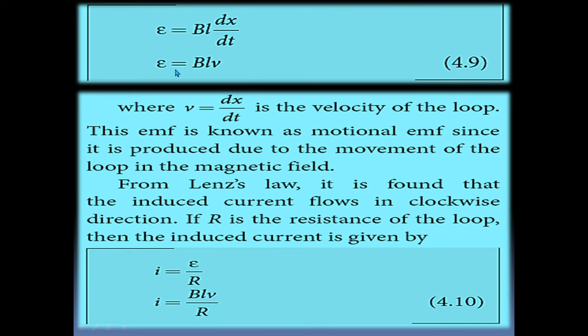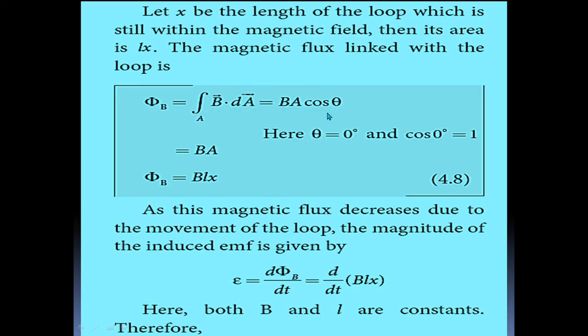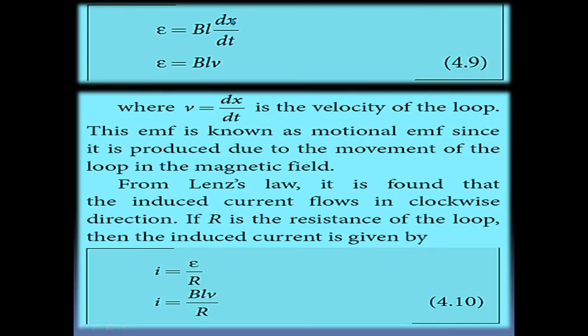Here dx by dt is nothing but velocity. Already we know the formula for the velocity: v is equal to dx by dt, that means the rate of change of displacement. Here the rectangular loop moves towards the right hand side, so the displacement changes. That is why the rate of change of displacement, dx by dt, can be written as v. So epsilon is equal to BLv, where v is equal to dx by dt, the velocity of the loop.